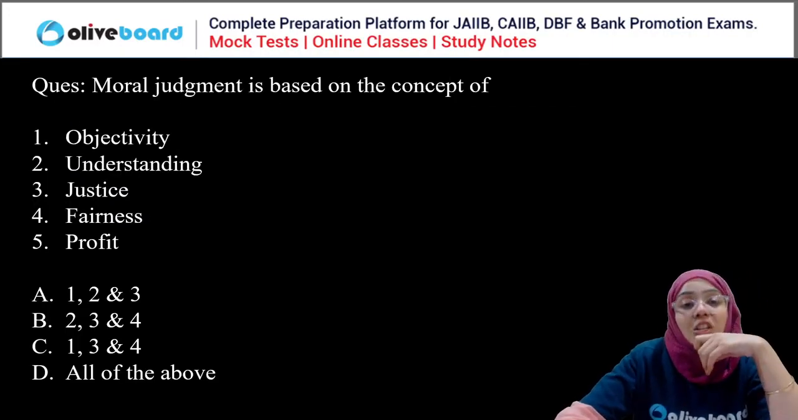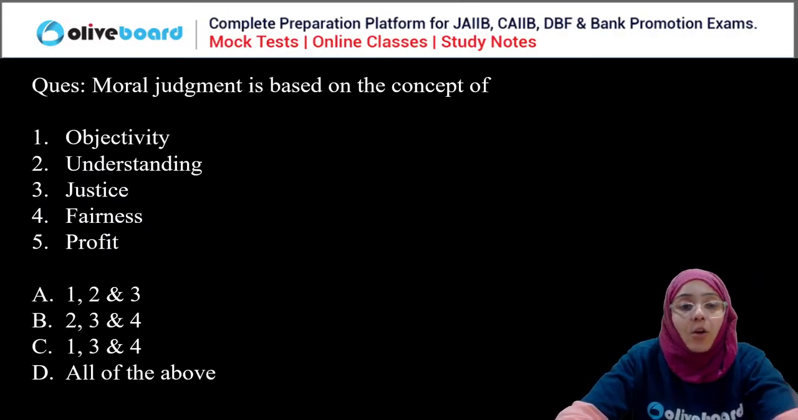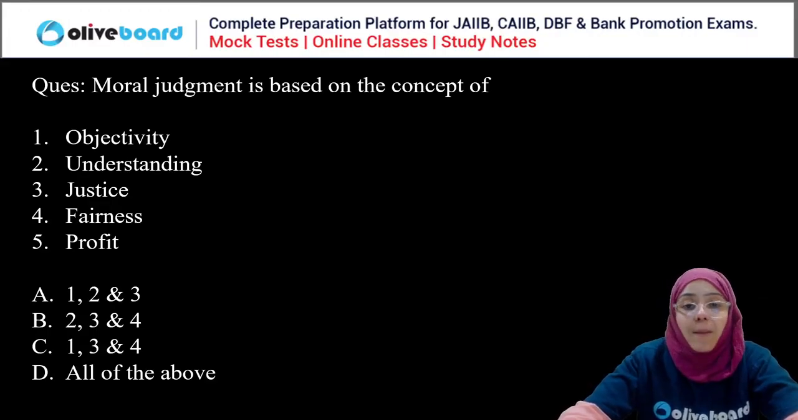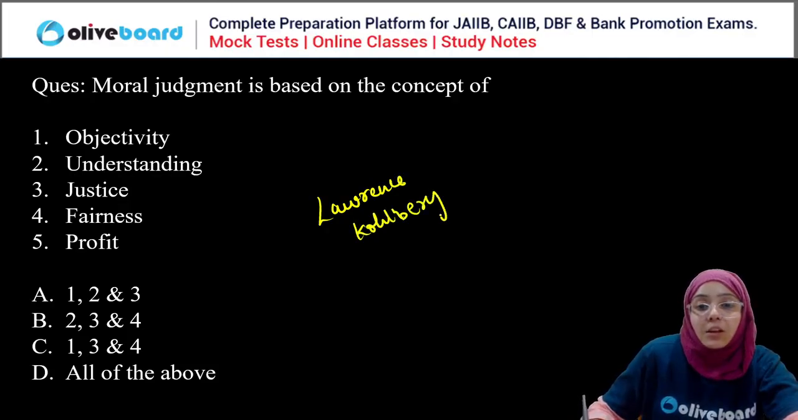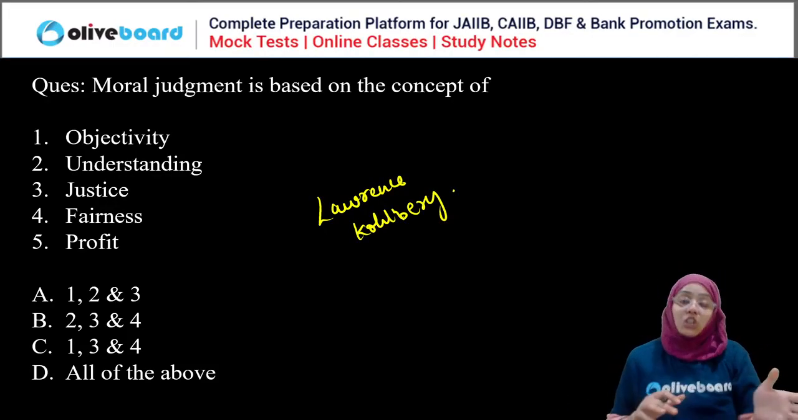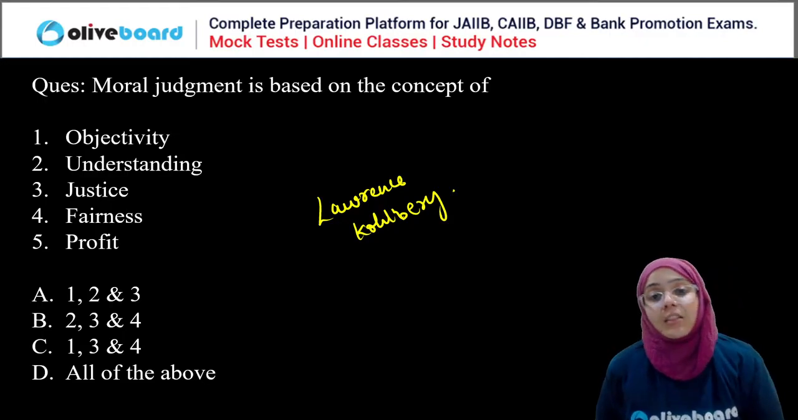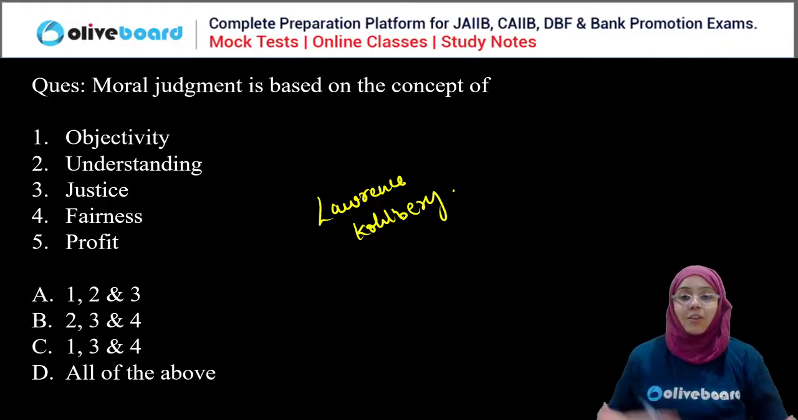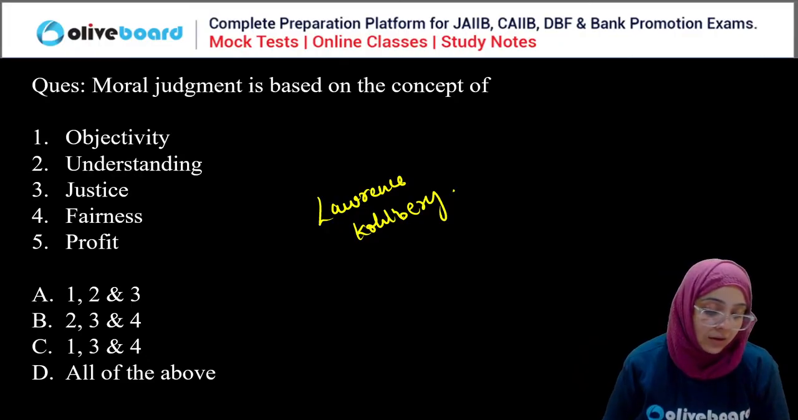Next question. Moral judgment is based on the concept of objectivity, understanding, justice, fairness, and profit. Everyone, remember the theory of moral judgment, by Lawrence Kohlberg. It is also called the theory of objectivity, and which includes what? First, second, and third: objectivity, understanding, justice. Please answer this question, everyone.